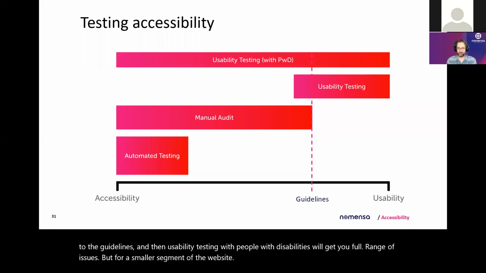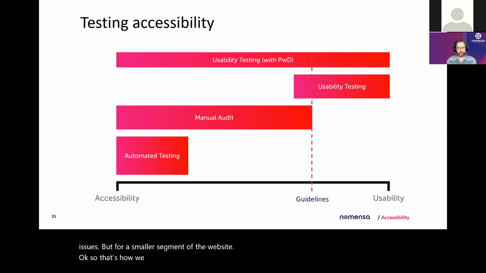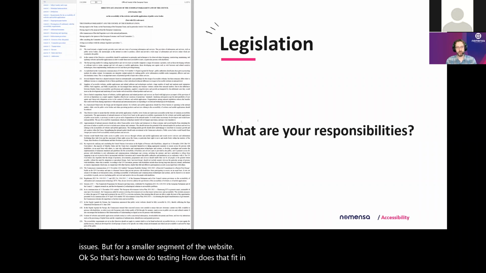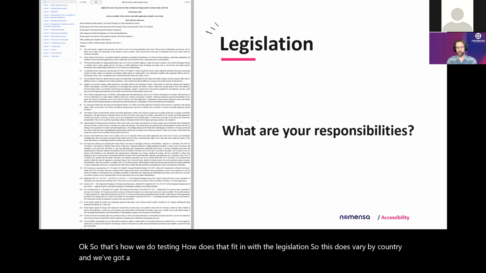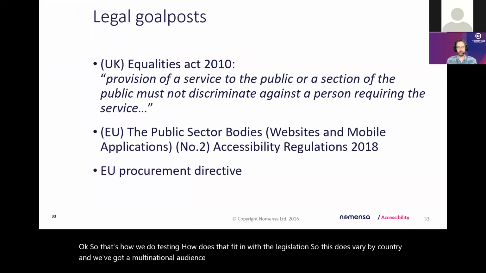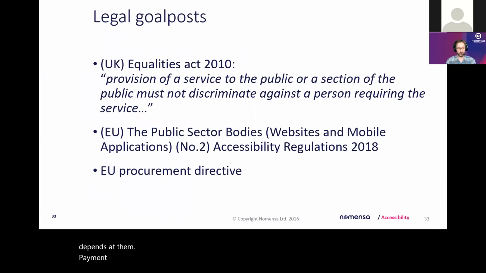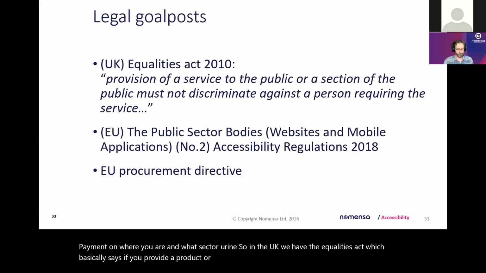Okay, so that's how we do testing. How does that fit in with the legislation? So this does vary by country, and we've got a multinational audience today. In terms of legal goalposts, it very much depends at the moment on where you are and what sector you're in. So in the UK, we have the Equalities Act, which basically says if you provide a product or service, it should not discriminate.